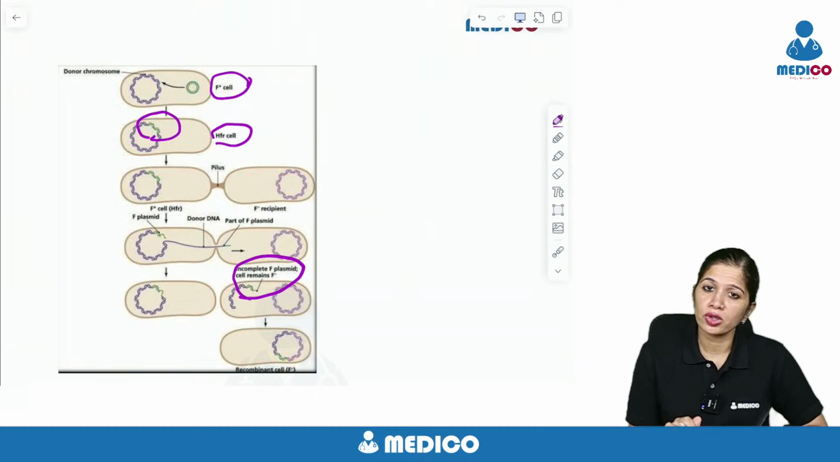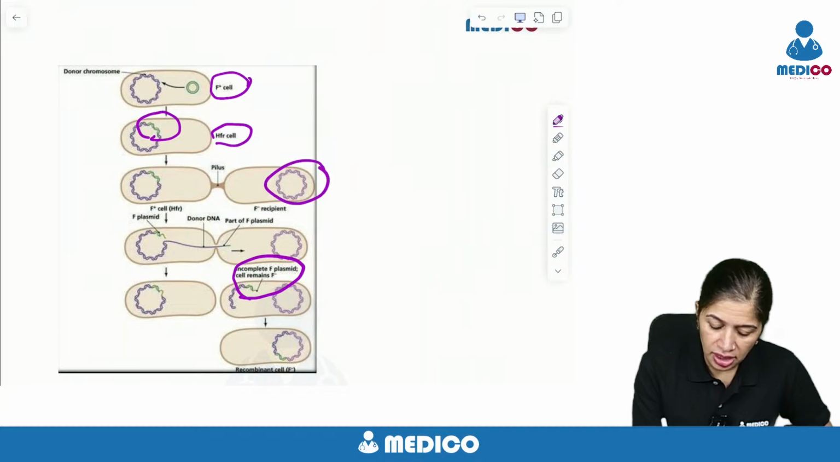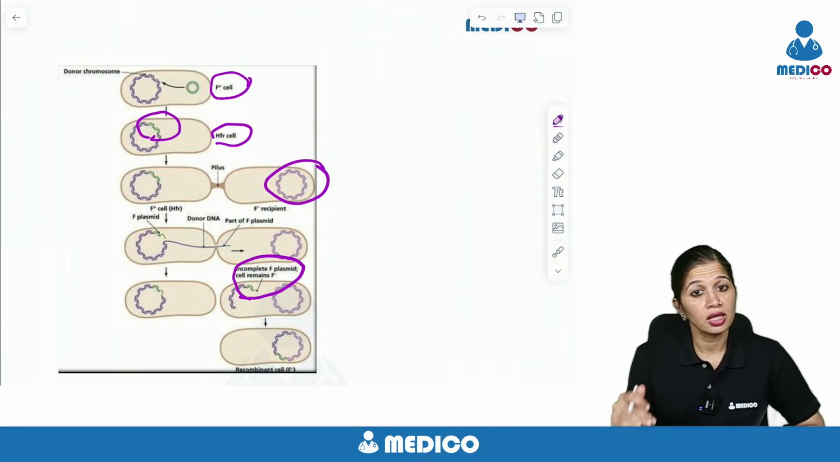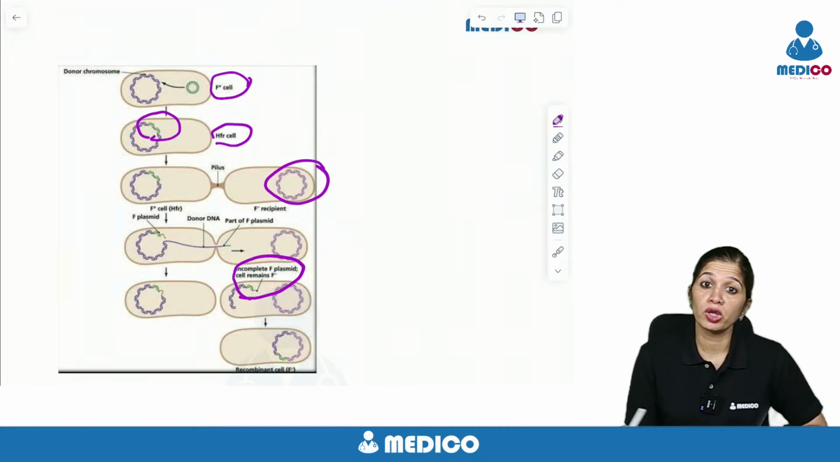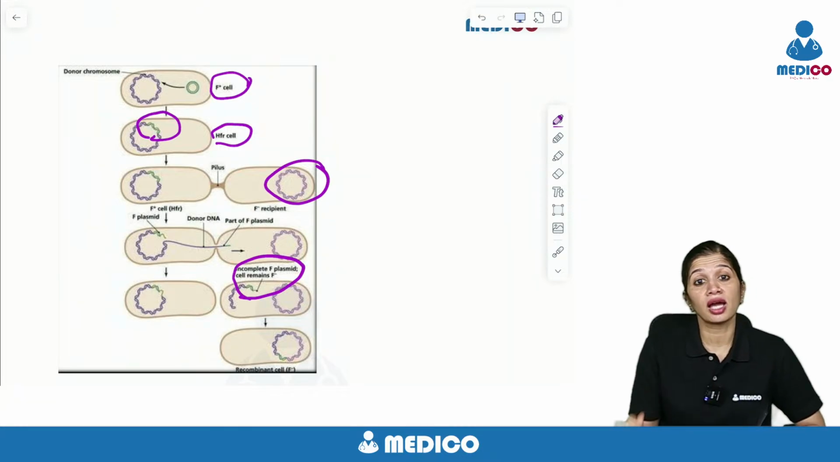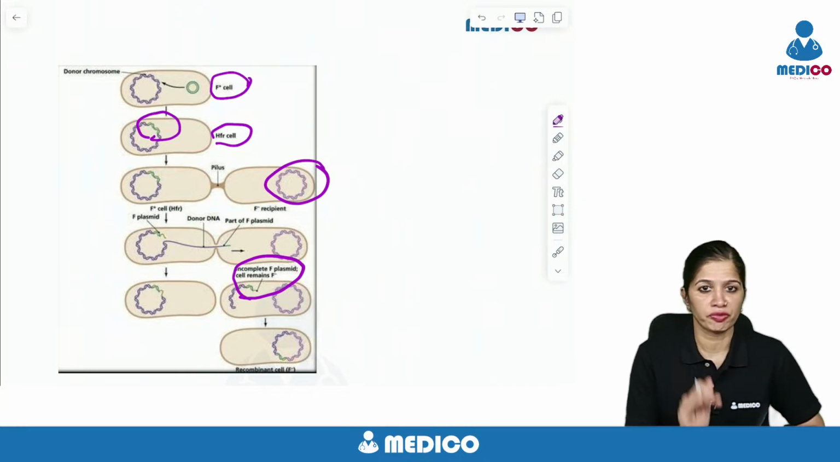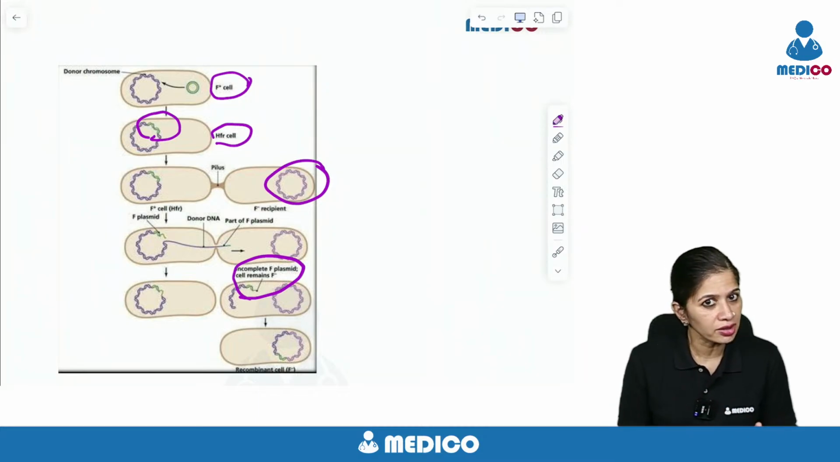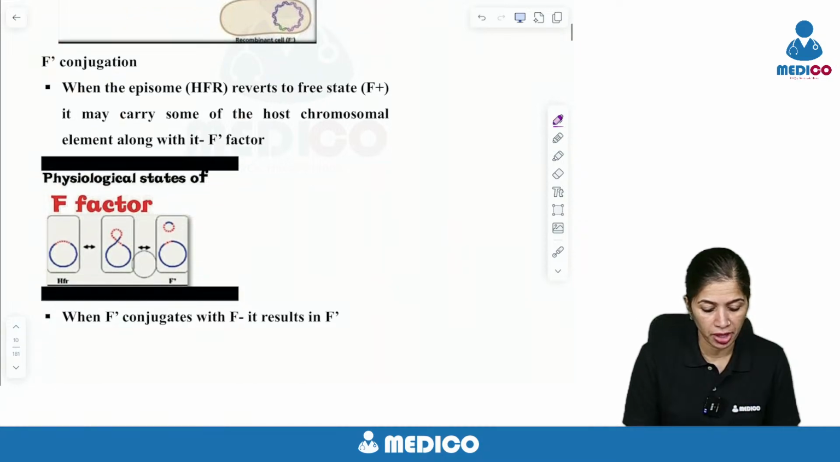So at the end of a conjugation between an HFR cell and an F minus cell, the recombinant cell which is formed again remains F minus. So when you started here, see, there was no green, okay? But once the HFR cell and the F minus cell undergo conjugation, the cell that is actually formed will be a recombinant cell. But in spite of being a recombinant cell, it does not have the entire F plasmid, so it remains F minus. So HFR with F minus gives recombinant F minus. Clear? Now coming to the F prime conjugation.